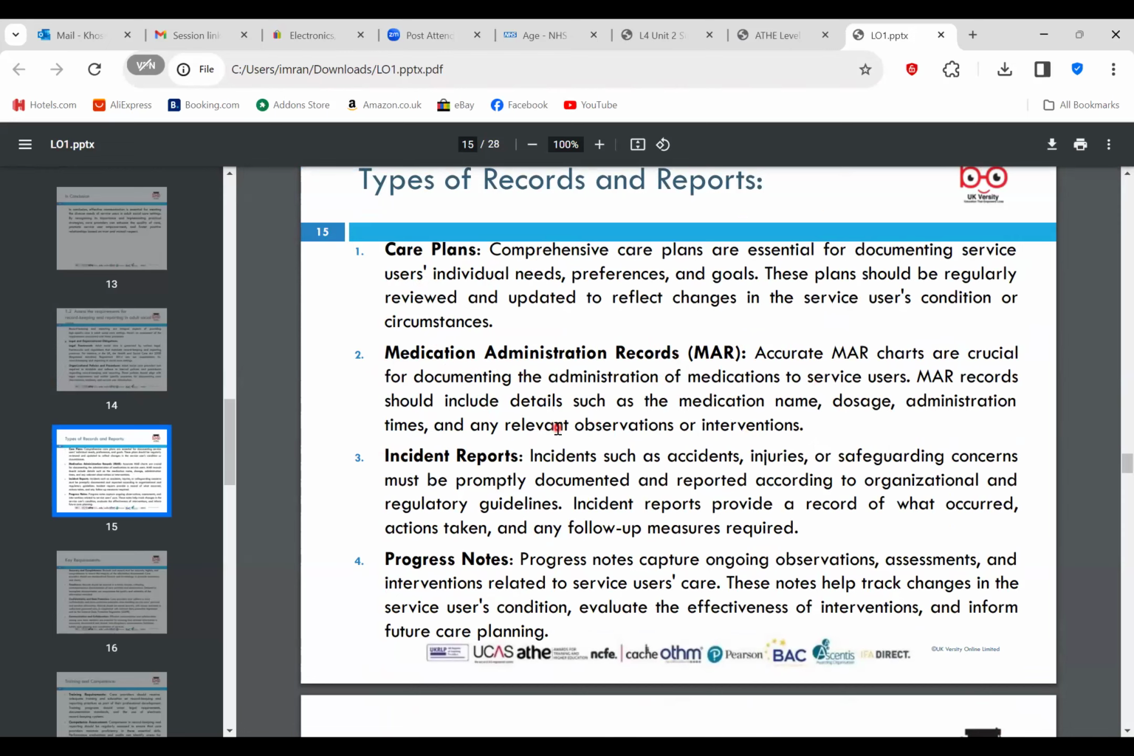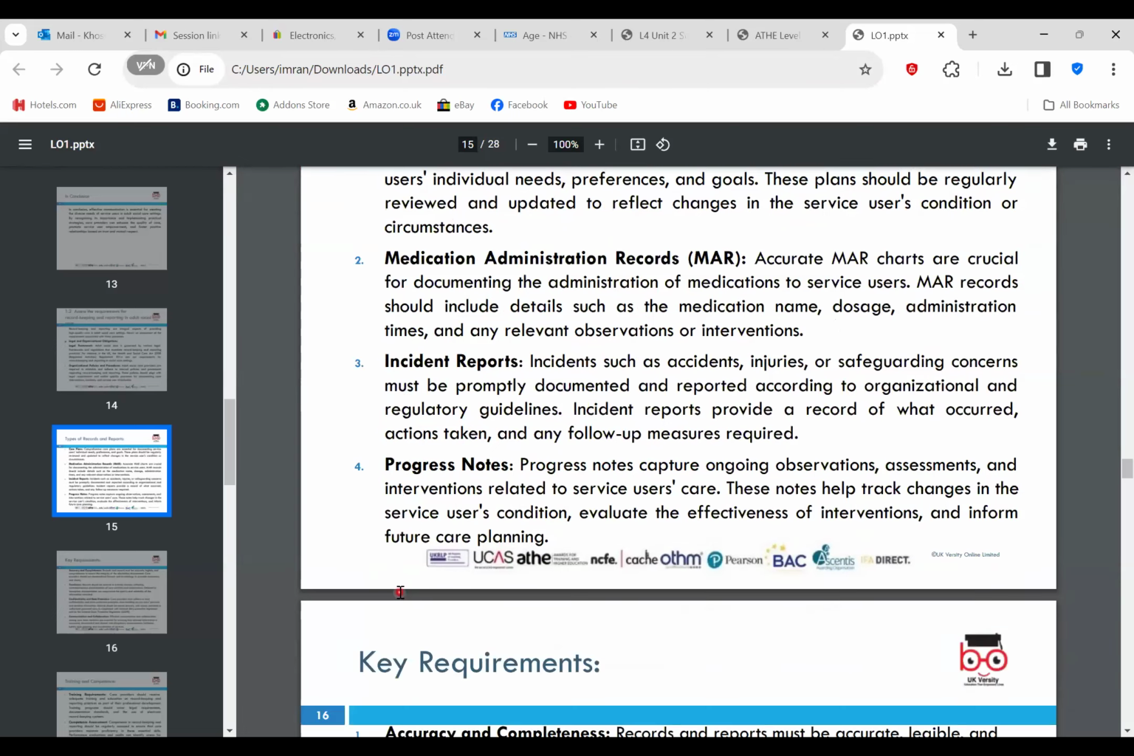You have the medication name, the dosage, how many times you administer it, and any relevant observations or interventions. Then there are incident reports, so if an incident happens, an injury happens, or there is a safeguarding concern, you need to have those reports there also. And then progress notes are very important concerning their health and their situation, obviously.